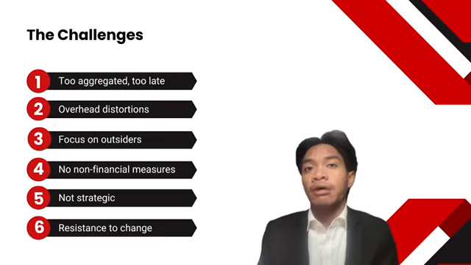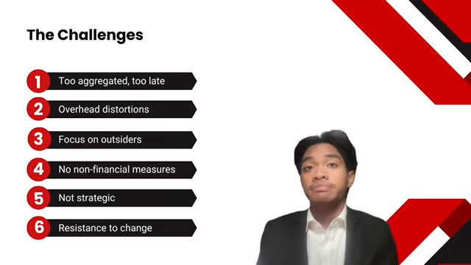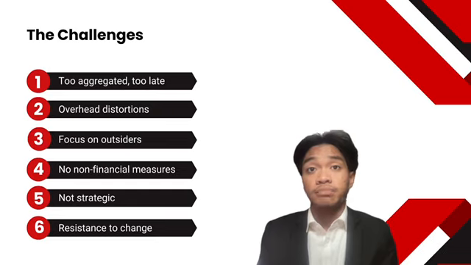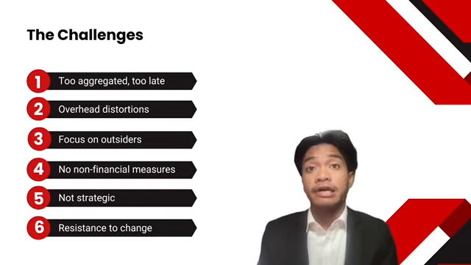Johnson and Kaplan outlined several big challenges that explain why management accounting lost its relevance. There are 6 things. The first is too aggregated, too late, and too distorted. The data was summarized at a high level, arrived too late, and was distorted by arbitrary cost allocations. The second is overhead distortions. Indirect costs were dumped into product using broad formulas, making some items look unprofitable when they weren't.